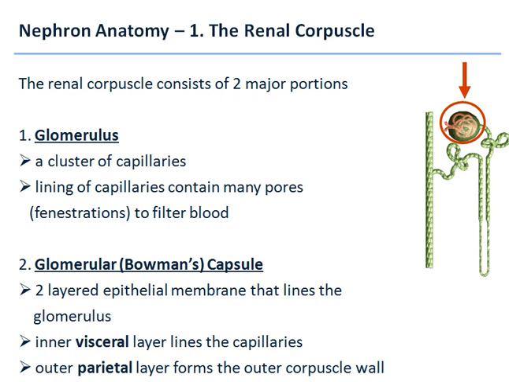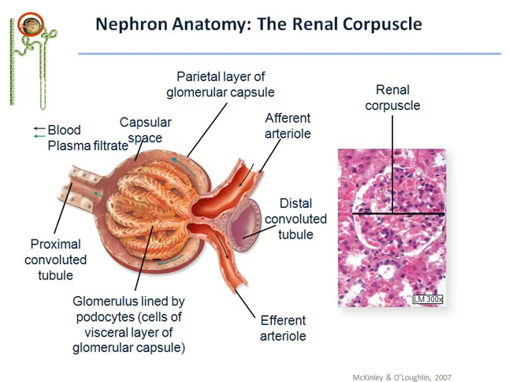In this slide we can see the relationship of the glomerulus to the glomerular capsule. Here we have the afferent arteriole delivering blood to the renal corpuscle. From this branches the glomerulus, the tuft of capillaries. They're fenestrated, which means they have small holes in them. The glomerulus is then covered by the double-layered glomerular capsule.